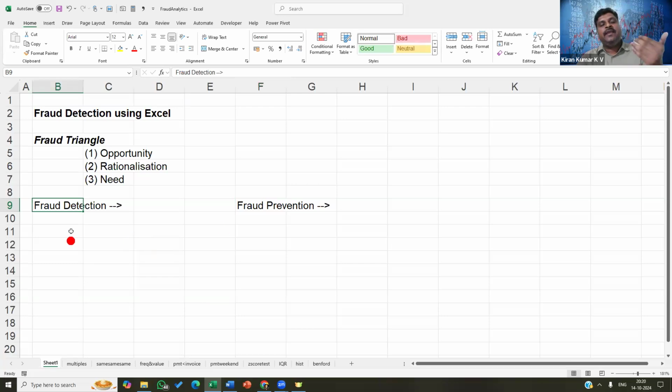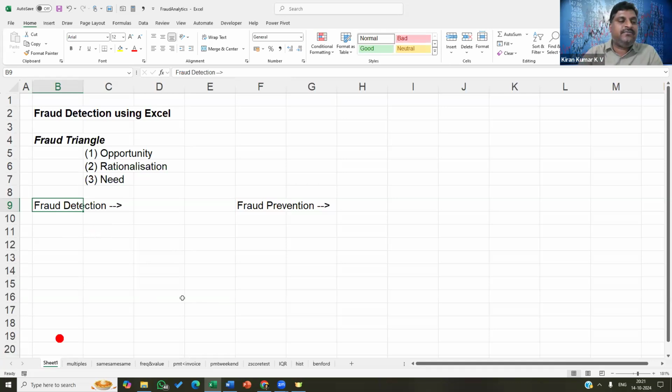So what is the difference here? In fraud detection, transactions have already happened and the files are with me. Based on looking at those files, my responsibility is to find out if there is a fraudulent transaction that might have happened. It's more of a post-mortem kind of scenario that you are following here.